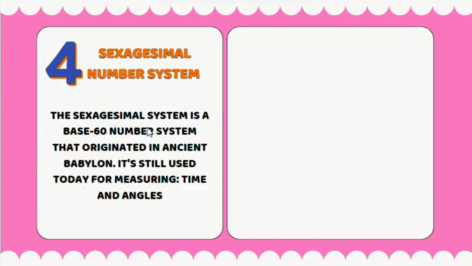The sexagesimal system is a base 60 number system that originated in ancient Babylon. It's still used today for measuring time and angles. It is used for time, which is having 60 seconds in 1 minute, and 60 minutes is equal to 1 hour.